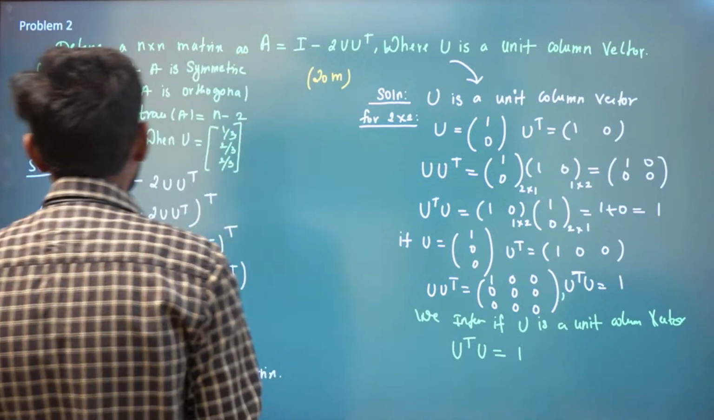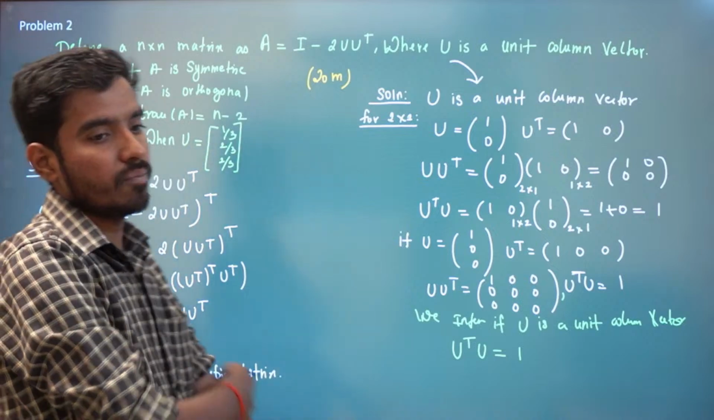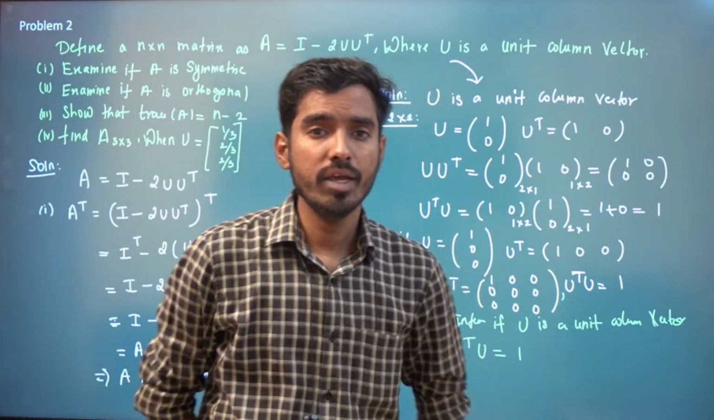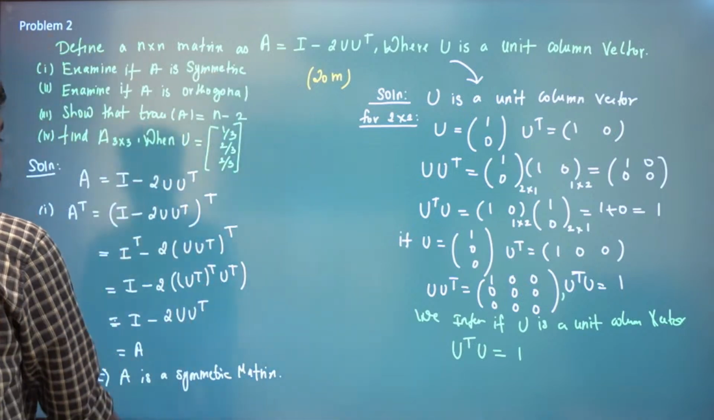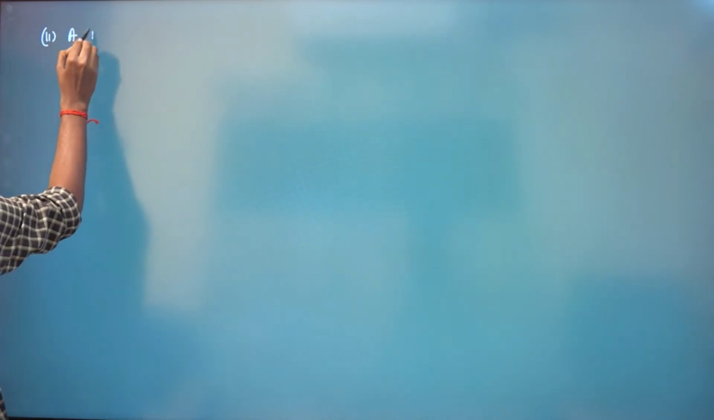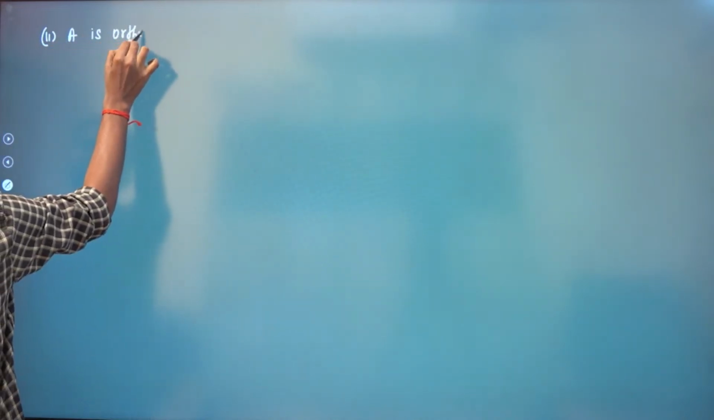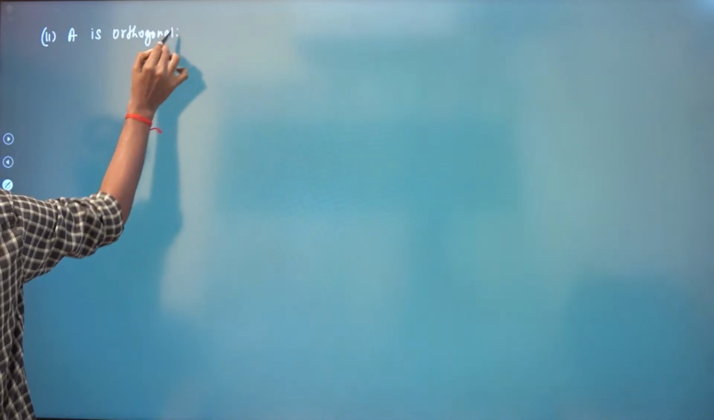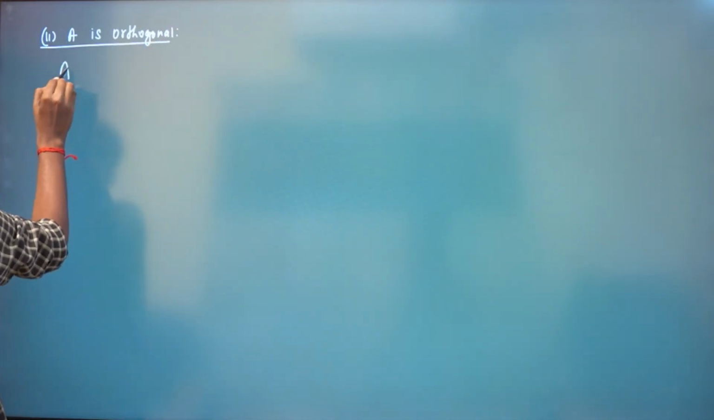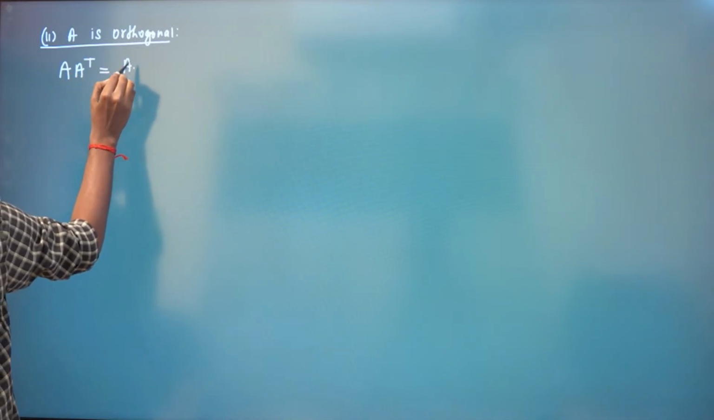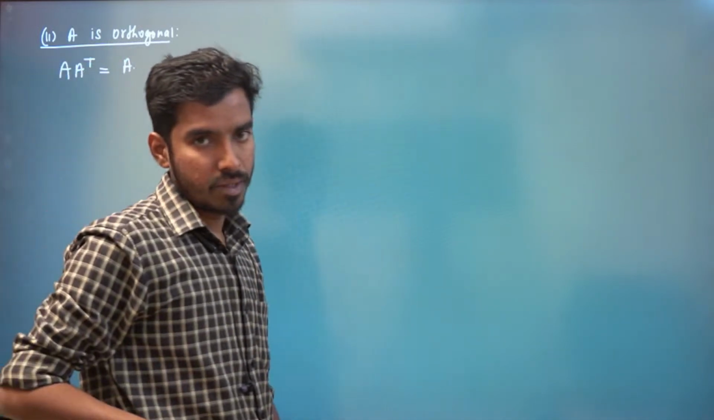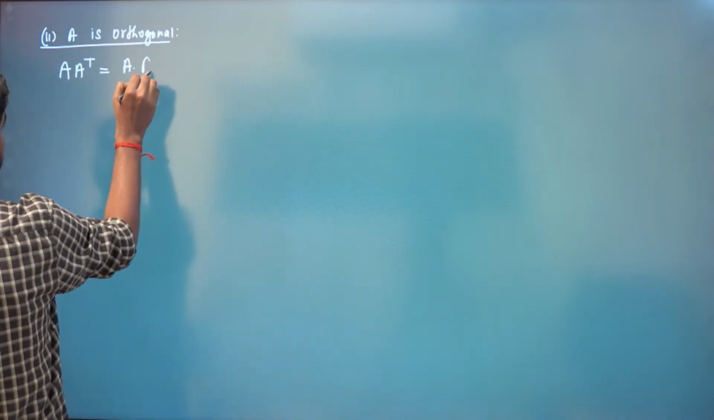Now we need to see whether A is orthogonal. When a matrix is orthogonal, A into A transpose is equal to the identity matrix, right? So we will check whether A is orthogonal or not. First we will find A into A transpose. We already know A is a symmetric matrix, so I can write A transpose as A again. So we need to multiply A into A.